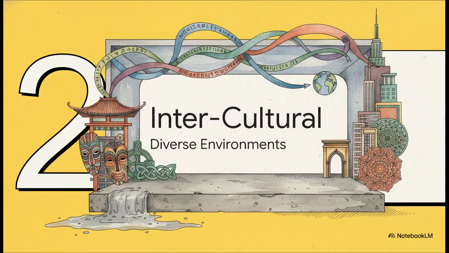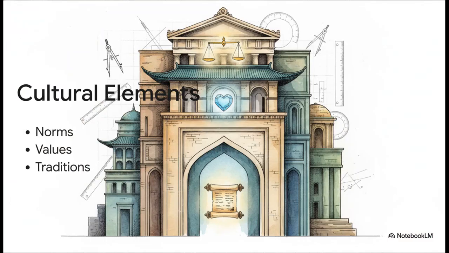Moving right along to our second section, navigating intercultural differences and designing for diverse environments. The second we step into a different cultural landscape, our baseline style has to dramatically adapt. The crucial point here is that successfully navigating these environments requires a deep, intentional sensitivity to three very specific things: cultural norms, cultural values, and cultural traditions. You can't just copy-paste the exact same conversational blueprint everywhere you go. To be effective, your communication architecture has to account for the unique societal frameworks of the people you're interacting with.